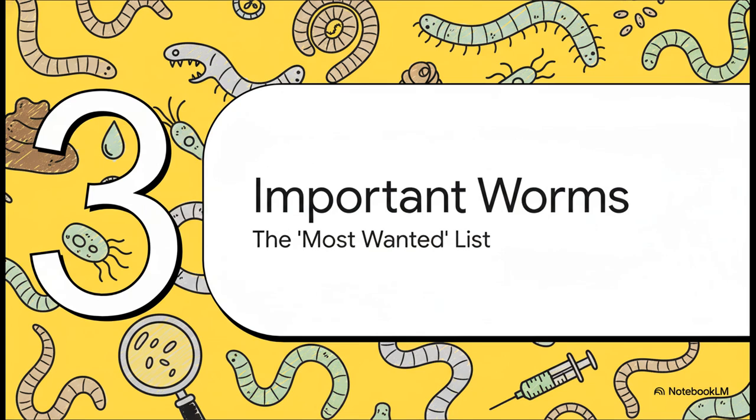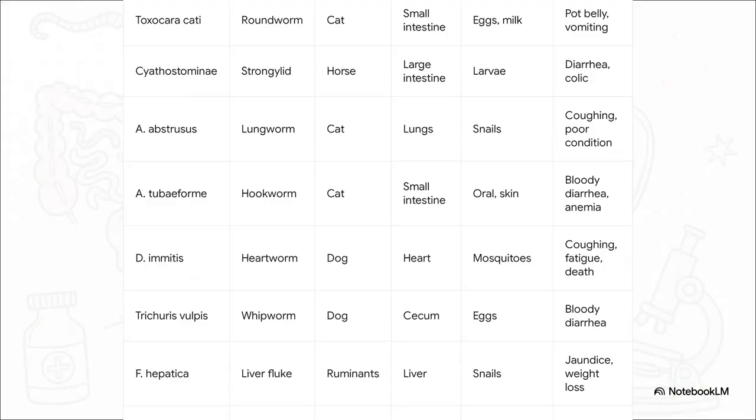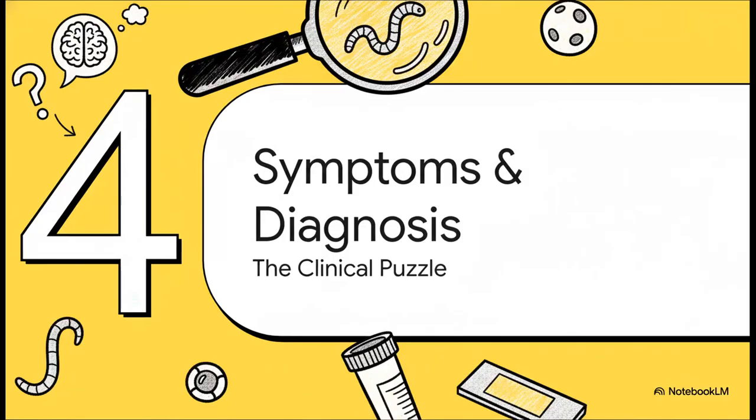All right, now for the main event. This is the Rogues Gallery, the most wanted list, that you're going to be dealing with pretty much every single day in practice. Pay close attention to these guys. Look, this table is basically your exam cheat sheet. Seriously, hit pause if you need to. Your goal is to be able to connect the worm's name to three things: who it infects, how it gets there, and the main symptoms it causes. Ready? Because we're about to put that knowledge to the test right now. Okay, time to put on your detective hat.